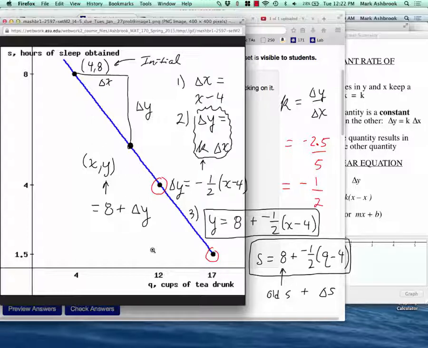Did you have to use those 2 points? No. You've got 3 points to choose from. With constant rate of change, this is constant ratio. So any change in y with a corresponding change in x should give you negative 1/2. So it's fine.